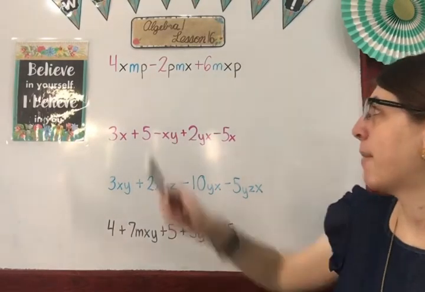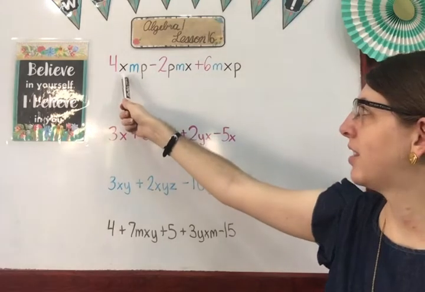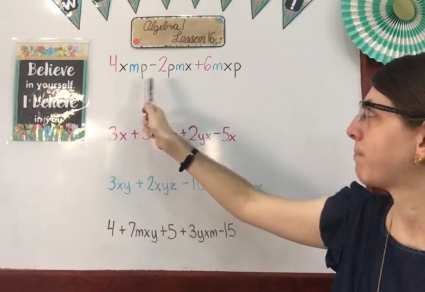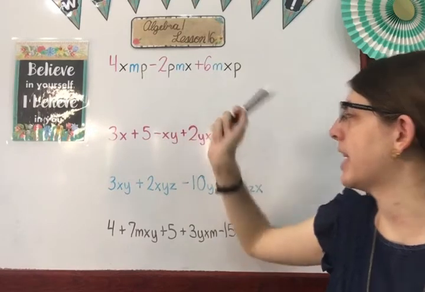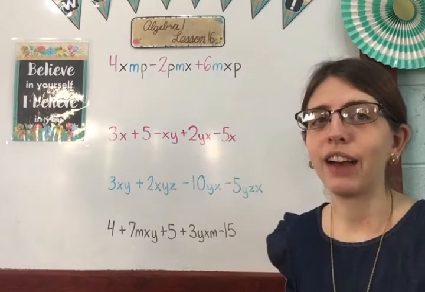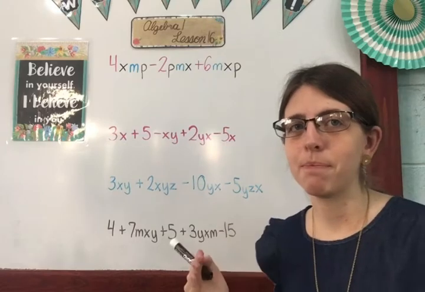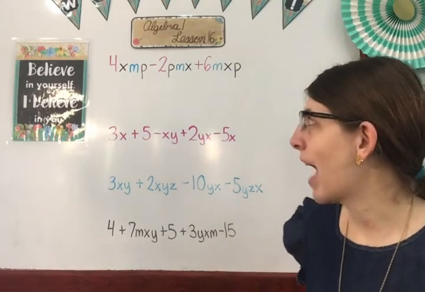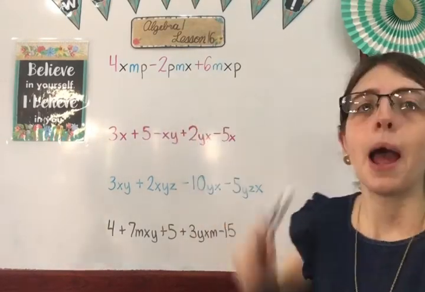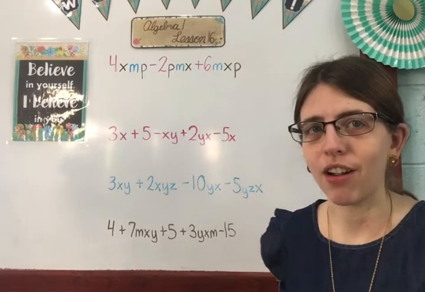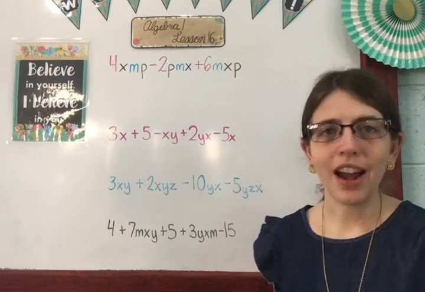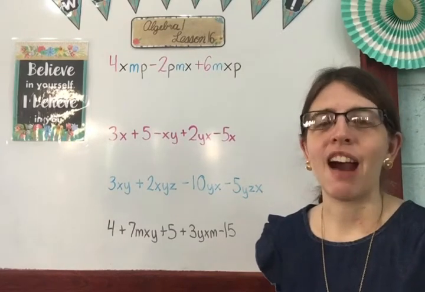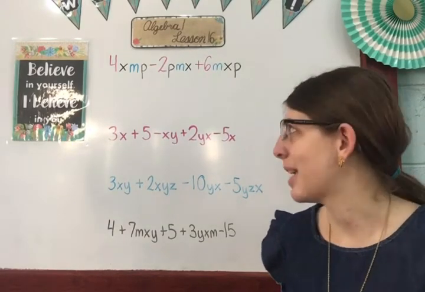I need to look at my letters. I have an X, an M, and a P. P, M, X. M, X, P. They all have just an X, an M, and a P. And each one of them has them. They're in different orders, but they're all there. So that means that my terms are alike. The letters do not have to be in the same order, but they have to be exactly the same.